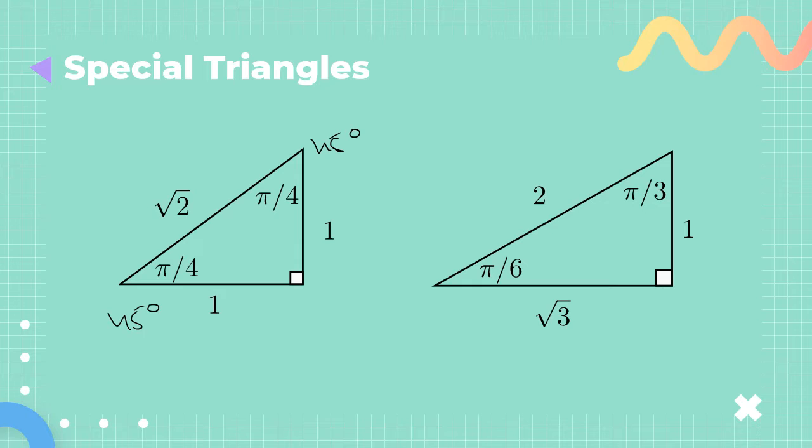So 45 degrees and 90 degrees, so we know if the legs of the right angle triangle are equal to 1 or x, then we get root 2 as the hypotenuse. And then for the 30, 60, 90 triangle, this is basically 30 degrees, 60, and this is the 90, the right angle. You have the short leg 1, the long leg root 3, and the hypotenuse is equal to 2.